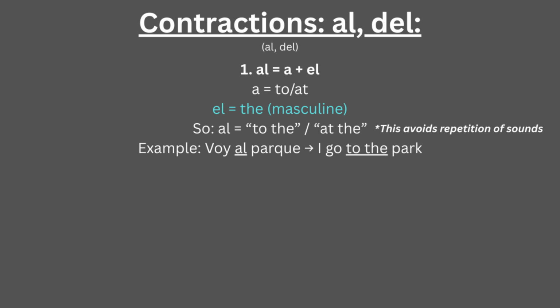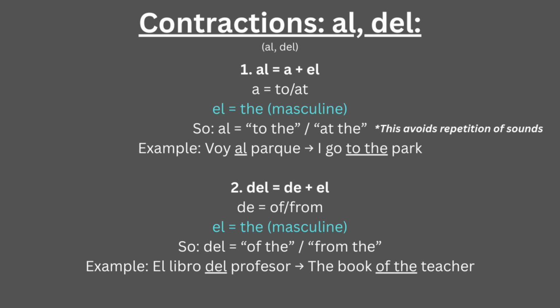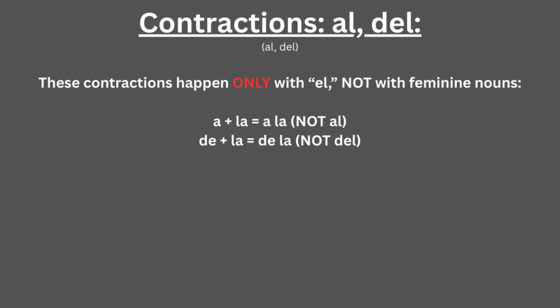Similarly, the contraction del is made using de, meaning of or from, and el. Together, they make del. And again, it's done to avoid repetition. An example is el libro del profesor. As a note, these contractions only happen with the masculine article el, and not with feminine nouns. A plus la is a la. De plus la is de la.